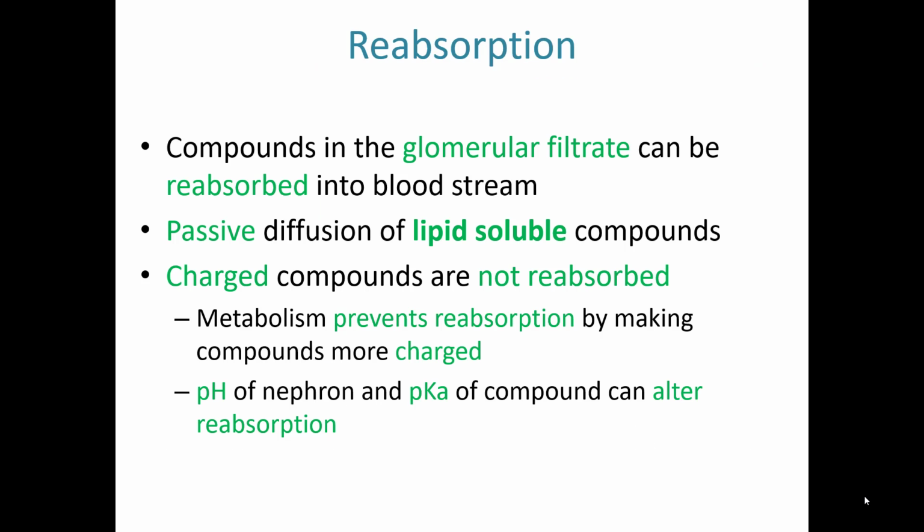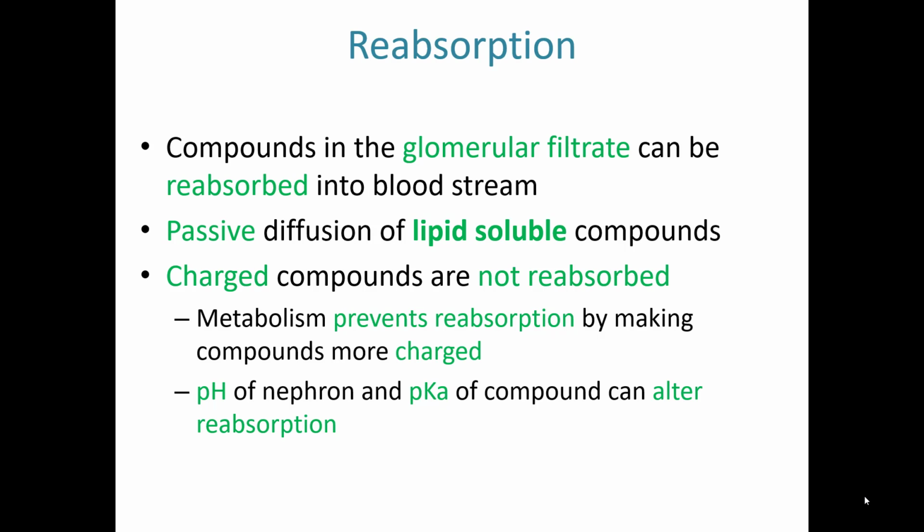As compounds travel through the renal tubules, they can be reabsorbed into the bloodstream. For essential compounds such as sodium and glucose, this is an active process, but for most drugs and toxicants, reabsorption occurs through passive diffusion and is limited to lipid-soluble compounds which are capable of crossing the membrane. Charged and polar compounds will not be passively reabsorbed.